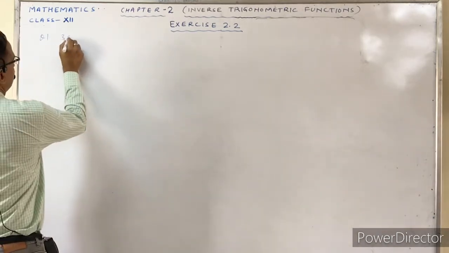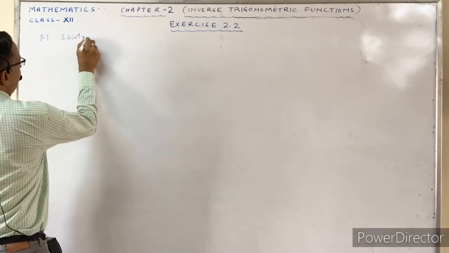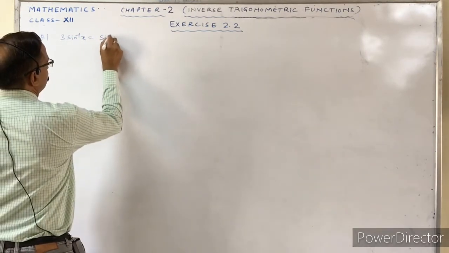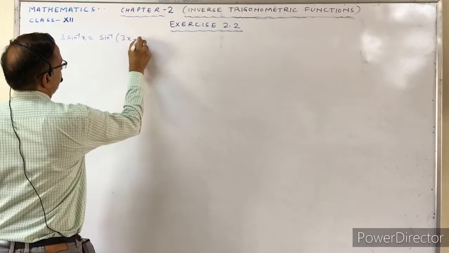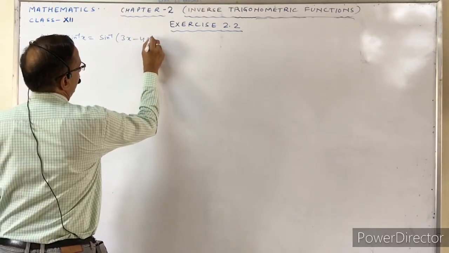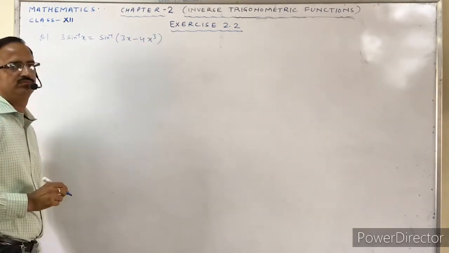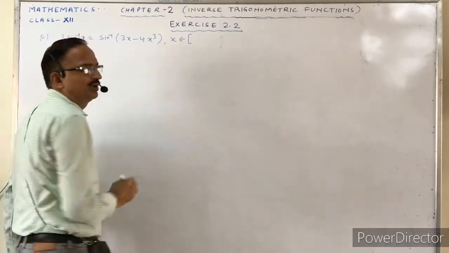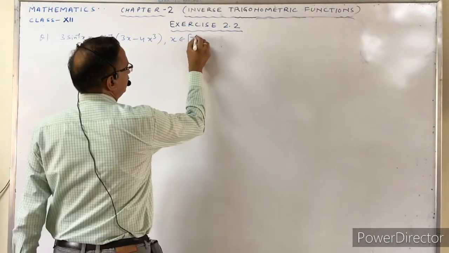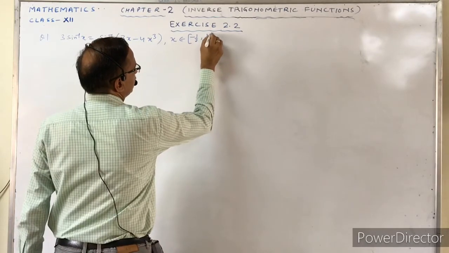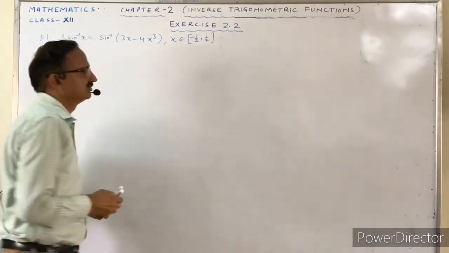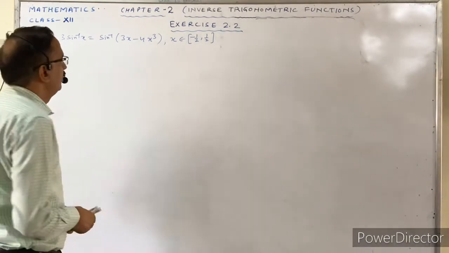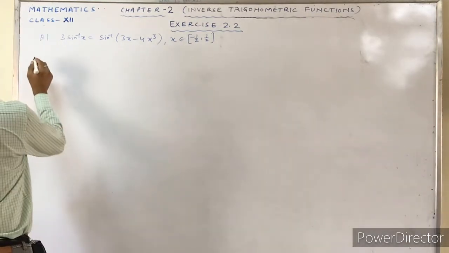3 sine inverse x equals to sine inverse 3x minus 4x cube, where x belongs to minus half and plus half. This is the result that we have to prove. So look at this result.